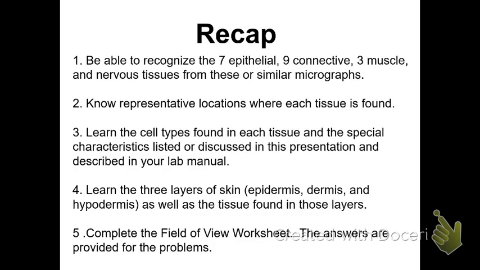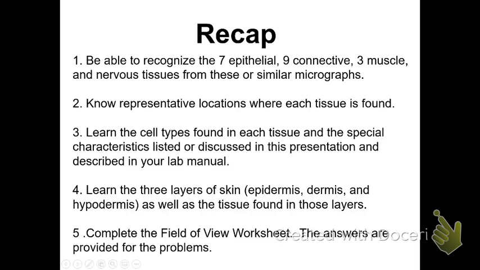And then finally, here's just a recap of what you need to learn from today's lab. Number 1, recognize the 7 different epithelial, the 9 different connective tissues, the 3 different muscle tissues, and the 1 nervous tissue that was given to you. Know where these are found in the body. Know the cell types found in each tissue and any special characteristics that were listed in this presentation. Finally, learn the 3 layers in the skin model. Again, really, I should say of the skin, really epidermis and dermis are the only 2 layers of the skin. The hypodermis is below that. And then finally, do that field of view worksheet.